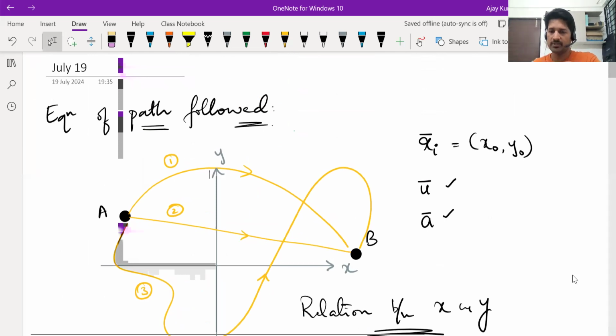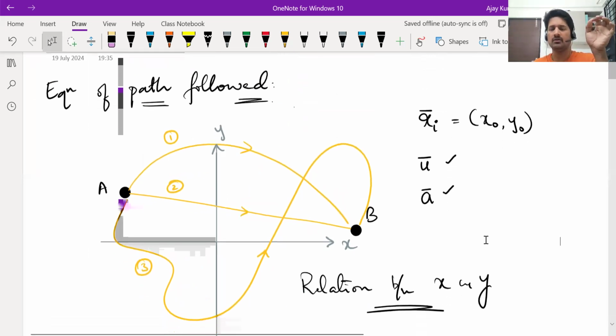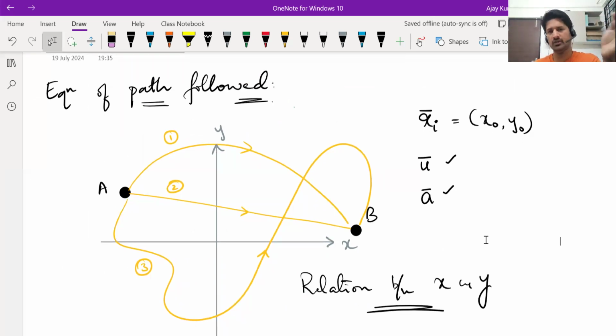How an object moves, not just in this case, in any case, be it 1D, 2D, or 3D, depends on its velocity. And we know velocity is influenced by acceleration. So it depends on acceleration also indirectly. So to derive the equation of path followed by an object, you need to know where it is starting from, with what velocity it started, and what happens to that velocity later. That you can tell from acceleration. So you need to know position, velocity, acceleration to derive the path.